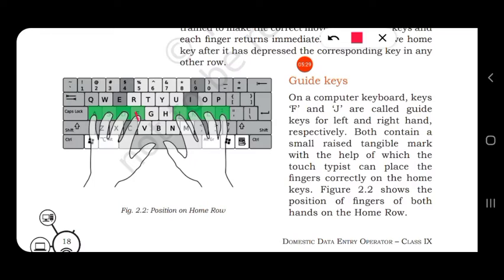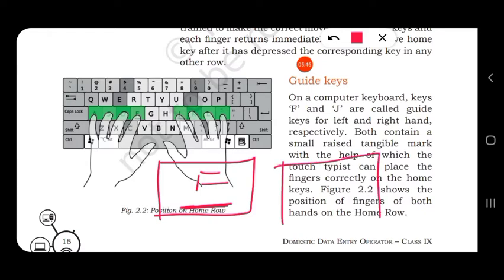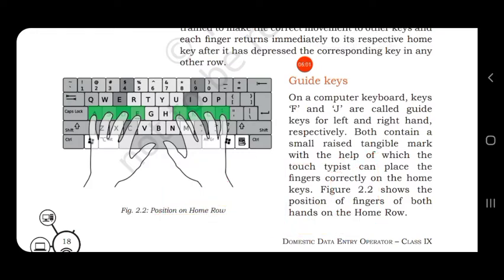F and J are called guide keys because on the key F, you can see there is a mark on the bottom side of the key. And on the key J also there is a mark which is somewhat raised up, so that we can touch and feel that it is F and it is J. It makes the typist identify that it is the F key and it is the J key. So they are called guide keys.